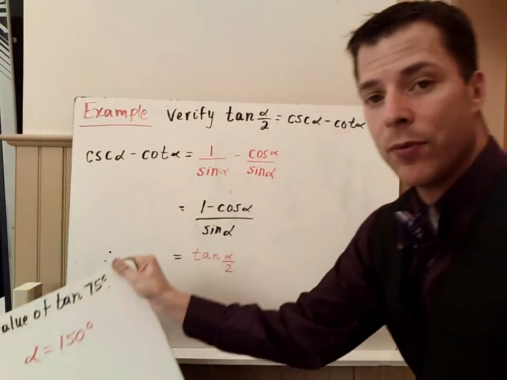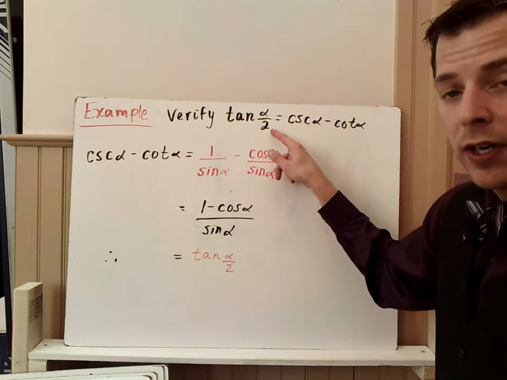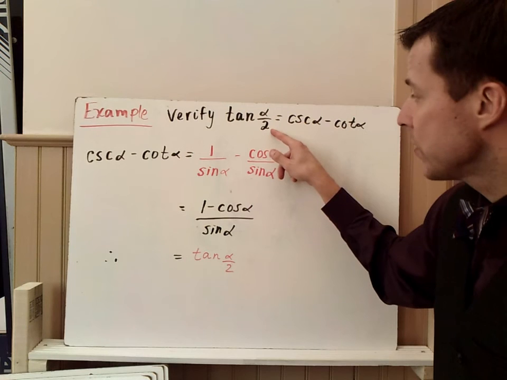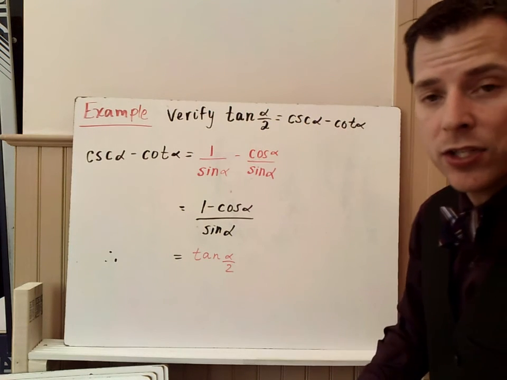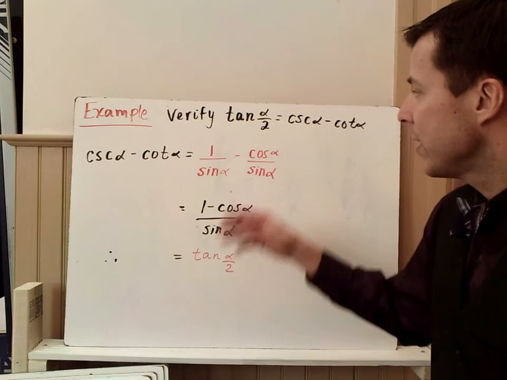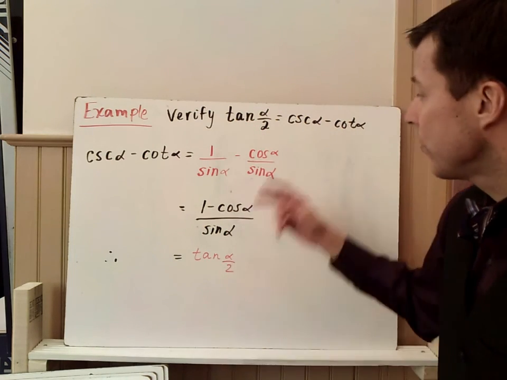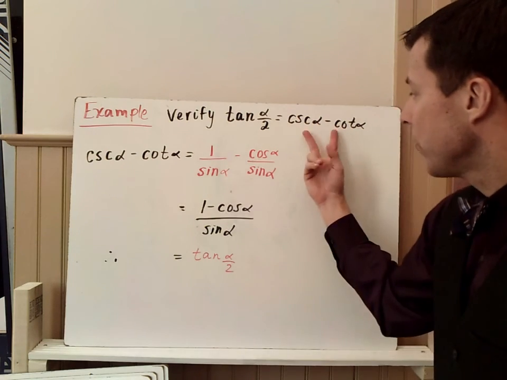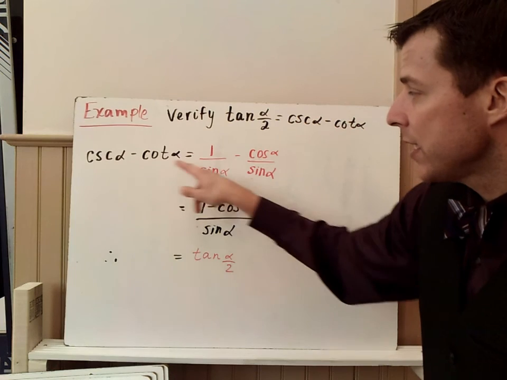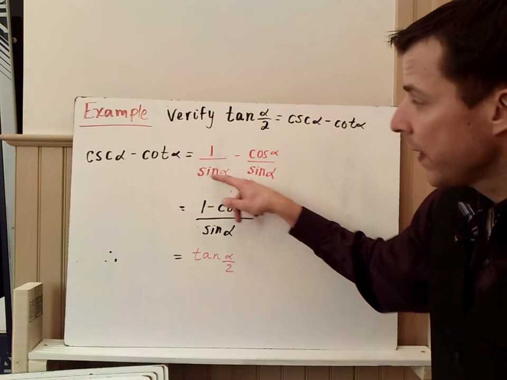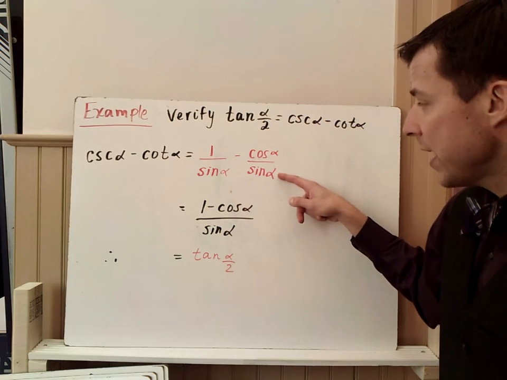In the last example, we're just verifying that the tangent of alpha over 2, one of our half-angle expressions, is equal to cosecant alpha minus cotangent alpha. Now I like this example because normally with the identities we start on the left. In this case we're going to start on the right side. So notice how I wrote what the right side of the equation is here. All I did here is I rewrote cosecant alpha as 1 over sine alpha. And we know that cotangent is cosine alpha over sine alpha.